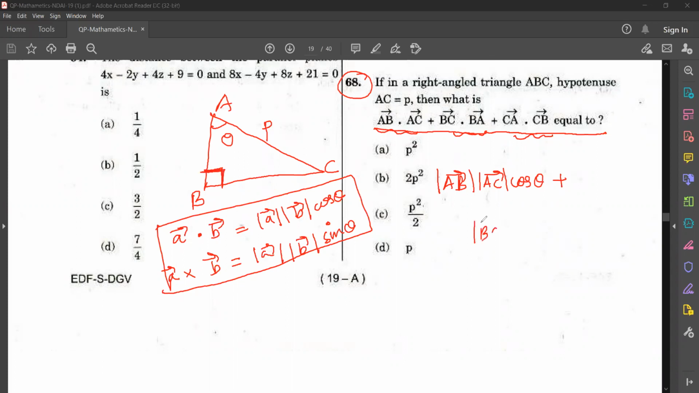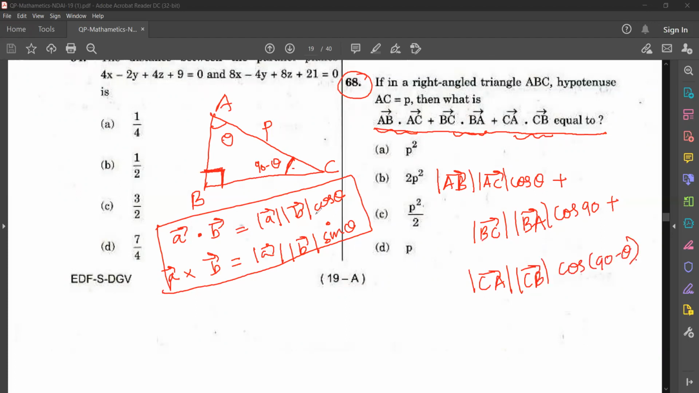So magnitude of BC into magnitude of BA into cos 90. Plus, what will be this angle? This angle will be 90 minus theta, isn't it? This is theta, this is 90, this is 90 minus theta. So that is magnitude of CA into magnitude of CB into cos 90 minus theta, isn't it? Because the sum of the angles in a triangle will be 180. So if this is 90 and this is theta, this will obviously be 90 minus theta. This is what we have to find out.